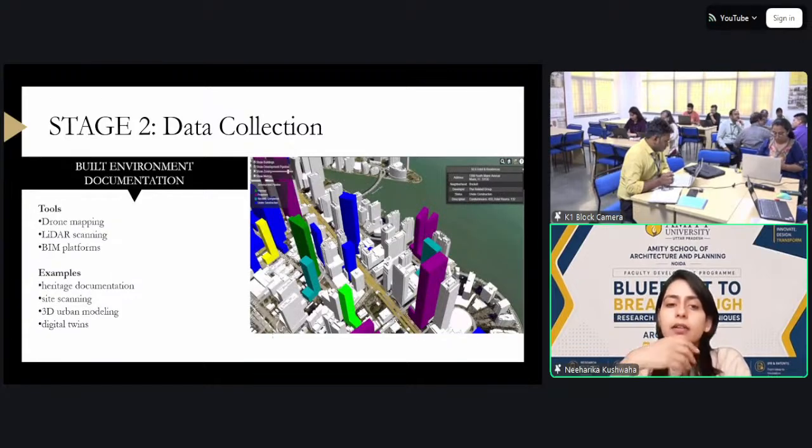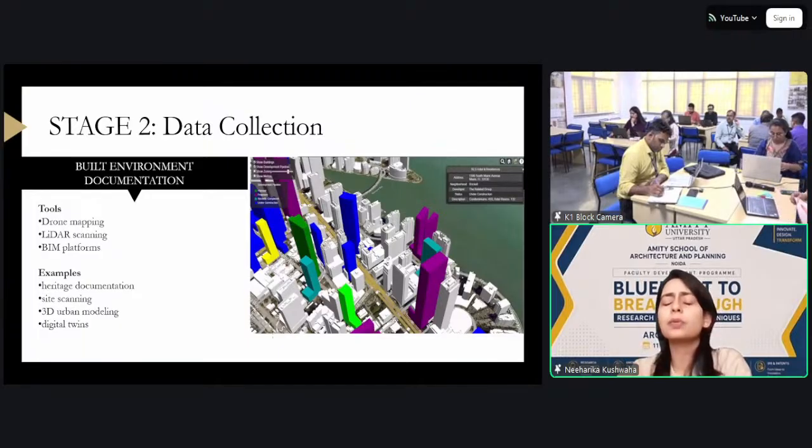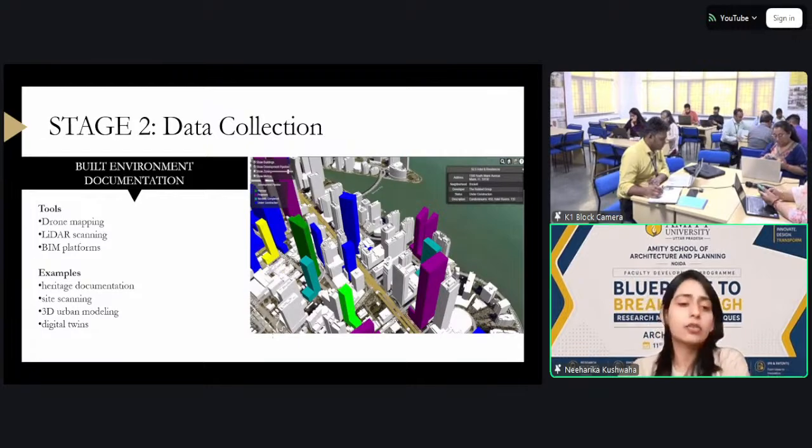And similarly, nowadays we also have so many tools to develop built environment documentation. You have drone mapping, you have BIM platforms. The data is out there. You can work around. Even with ArcGIS, there are so many plugins that can be utilized to actually help you evaluate the mass flow of the building, FSI, FAR, how the wind circulation of the area is, which kind of building needs to come on which kind of plot, what is the height onto it. So it helps you to understand heritage documentation, site scanning, 3D urban modeling.